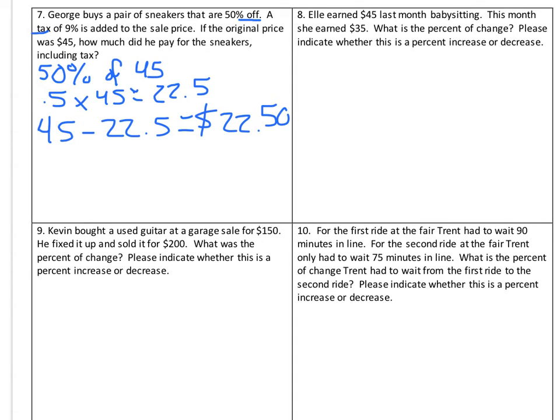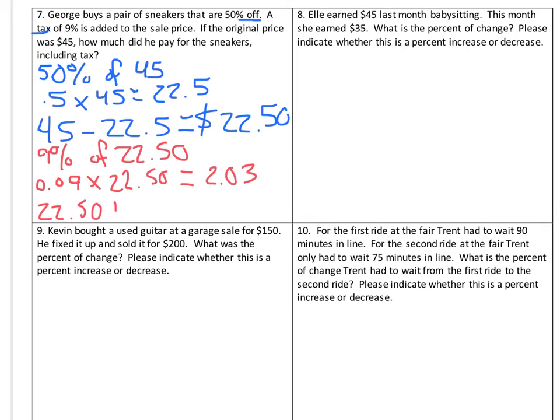And now I have to find the tax on that. 9% of $22.50. Well, that's 0.09 times $22.50, which equals, if I round, $2.03. So now I take $22.50 and I add on my tax, and I get a grand total of $24.53.